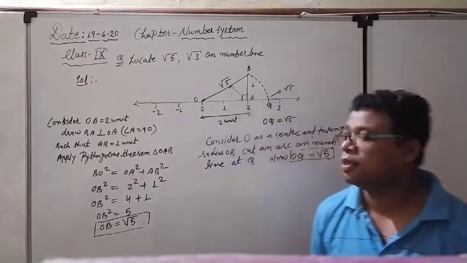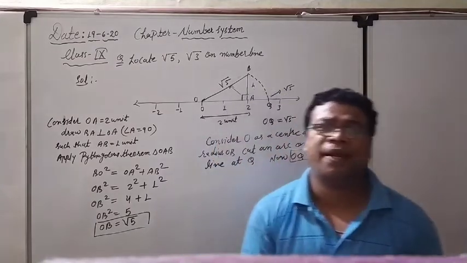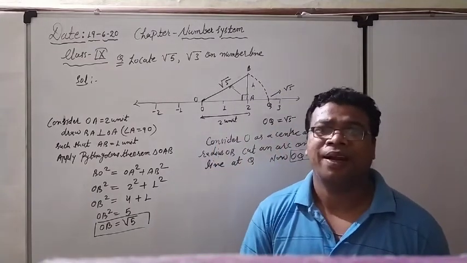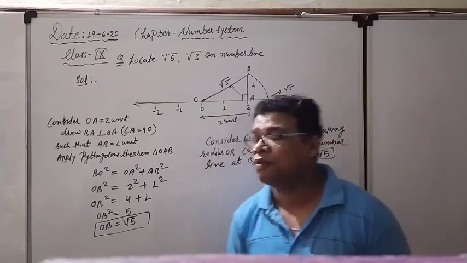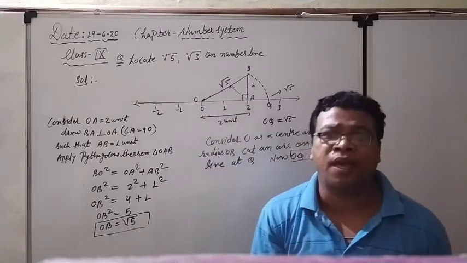Nothing else was the case. We have just applied the Pythagoras theorem. And how have we applied it? What was the logic? First we have to see what we have to represent. We have to represent the root 5.